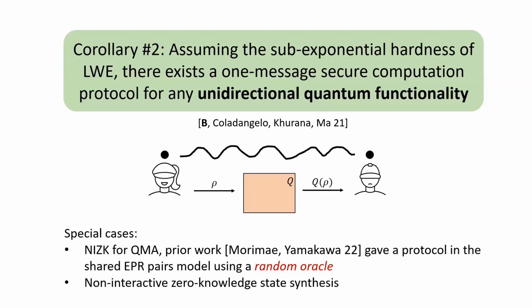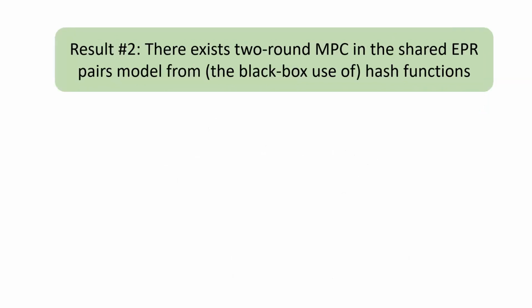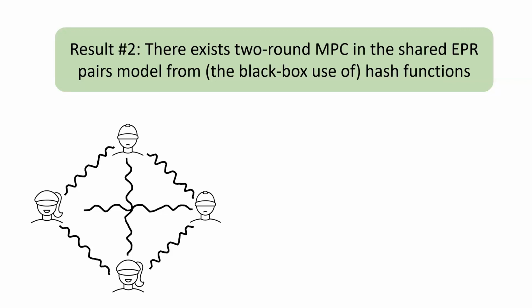OK, so this is all I want to say about our results in the one message setting. We also studied the shared EPR pairs model in a multi-party setting. Here we can imagine multiple parties all starting with some shared EPR pairs between each pair. We want to study the primitive of MPC, where every party has their own private input and they want to compute some function on these inputs. What we can show is that there exists in this model a two-round, round optimal protocol just from the black box use of hash functions.